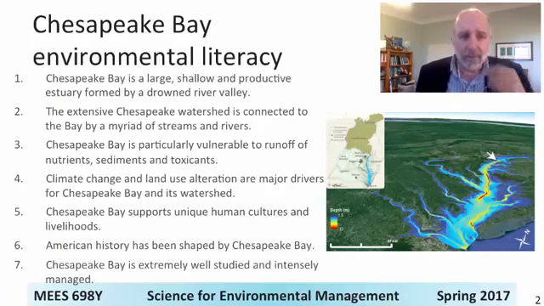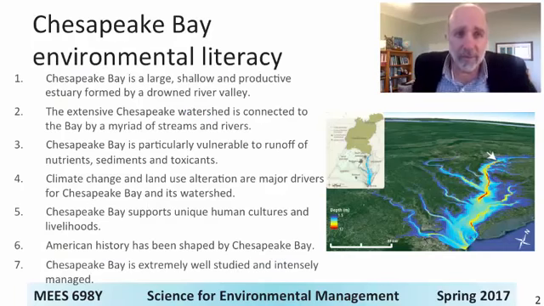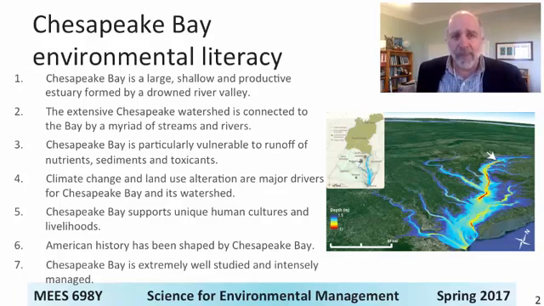All right, the seven principles are that Chesapeake is large, shallow, and productive, formed by a drowned river valley, the Susquehanna River. In particular, the extensive watersheds are connected to the bay by a myriad of streams and rivers, and are particularly vulnerable to runoff of nutrients, sediments, and toxicants. Climate change and land use alteration are major drivers of Chesapeake Bay and its watershed. It supports unique human cultures and livelihoods. In many respects, American history has been shaped by Chesapeake Bay. It's extremely well studied and intensely managed.